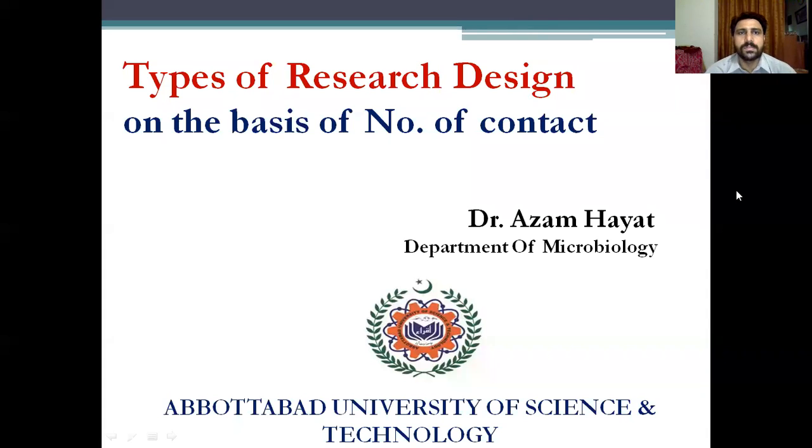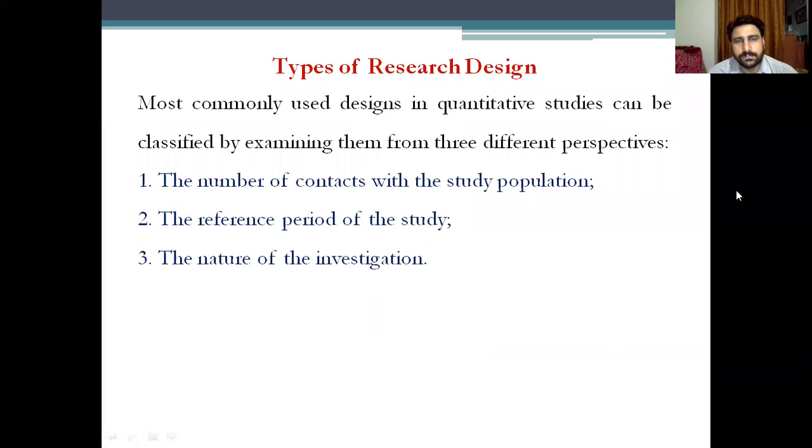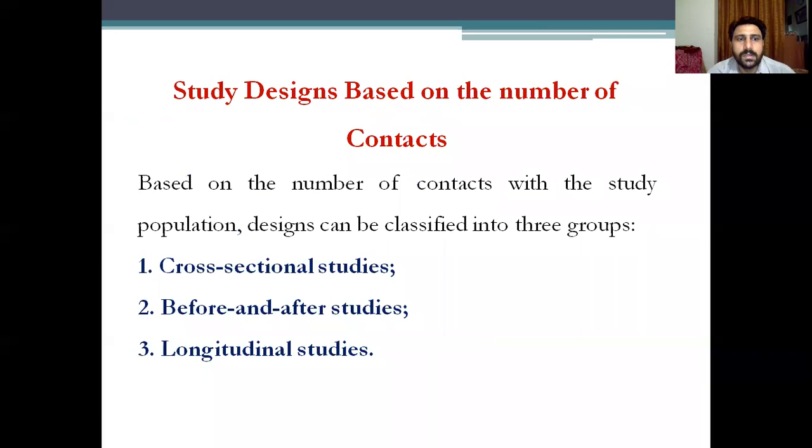Today we'll be talking about the research design on the basis of number of contacts. Previously we talked that there are three perspectives on which mostly the research designs are constructed. For example, the first perspective is number of contacts with the study population, the reference period of the study, and nature of investigation. Today we'll be talking about the study design that is based on number of contacts with the participants. Based upon number of contacts with the study population, research design can be classified into three groups.